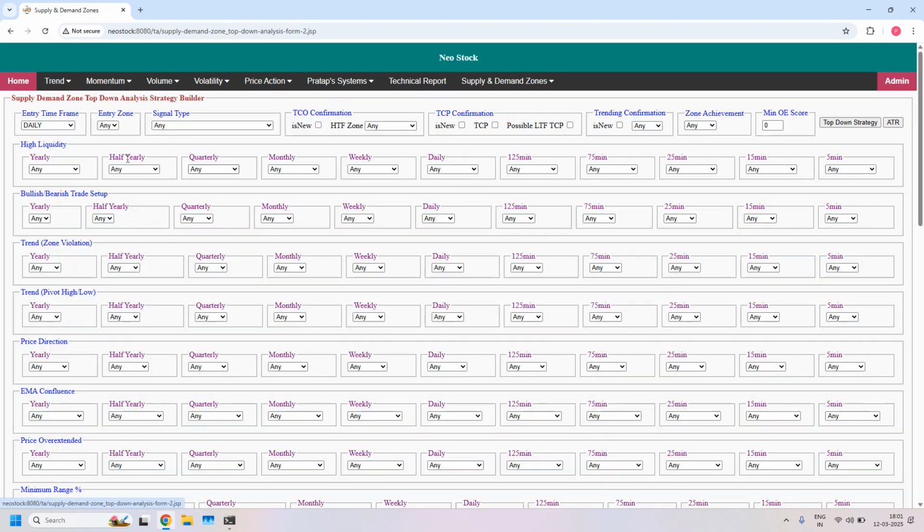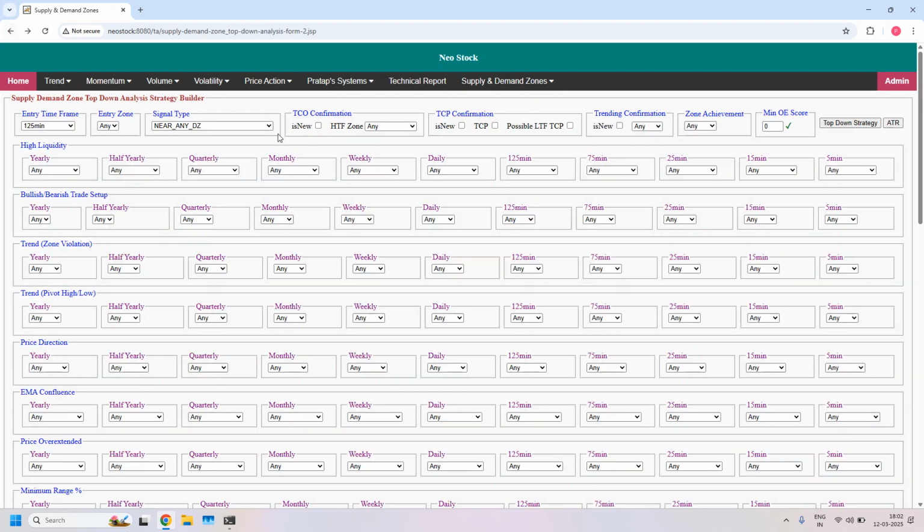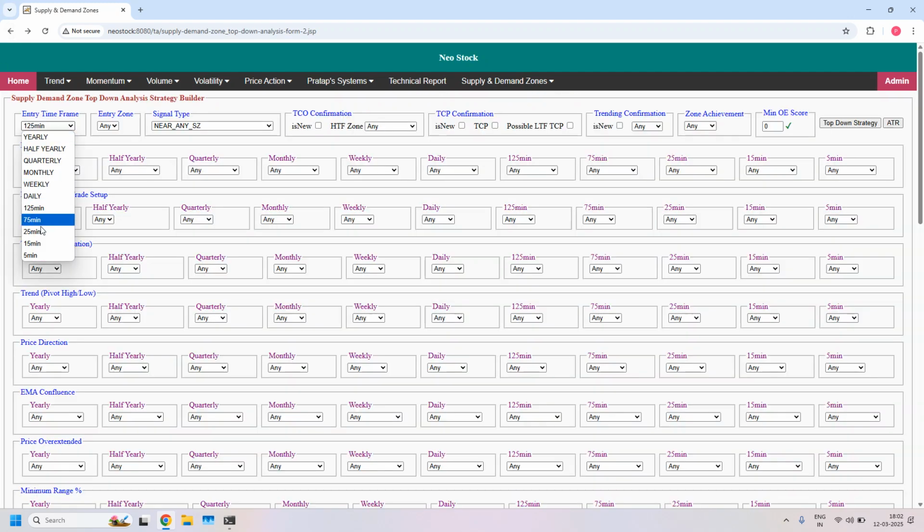Next time frame is 125 minutes. Stocks near 125 minutes demand zone. We got 10 stocks. Next, stocks near 125 minutes supply zone. We got 9 stocks. Okay, next time frame is 75 minutes.